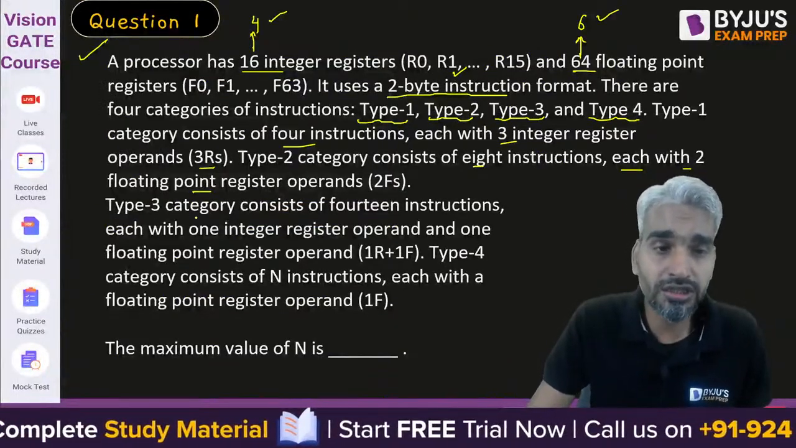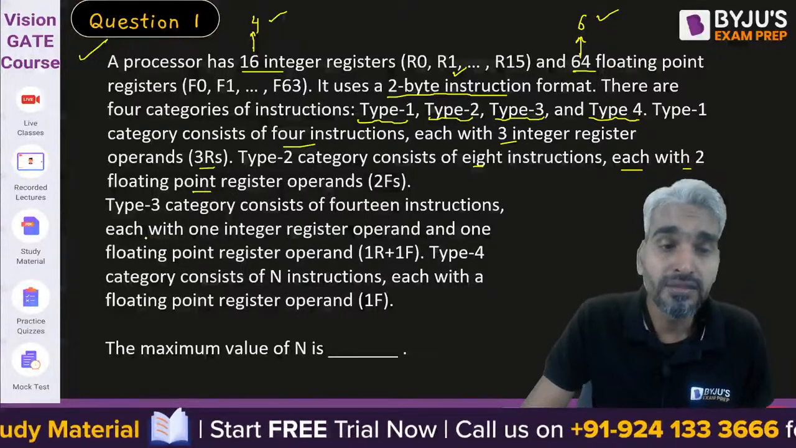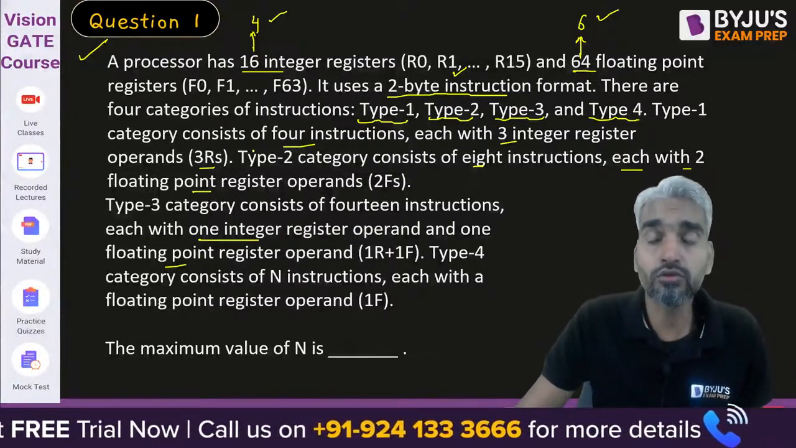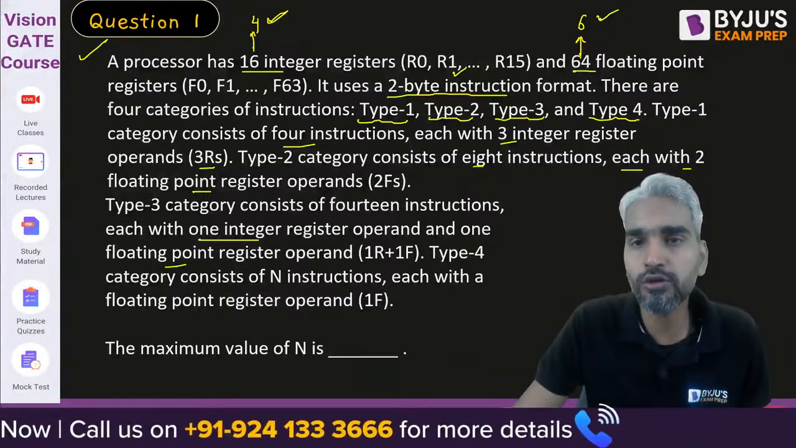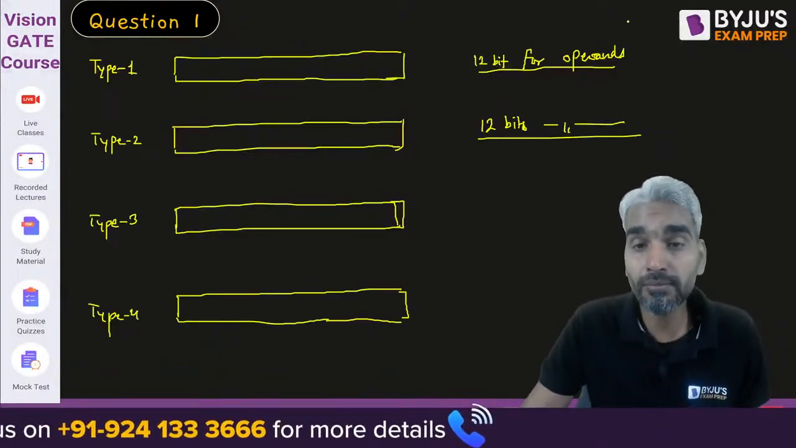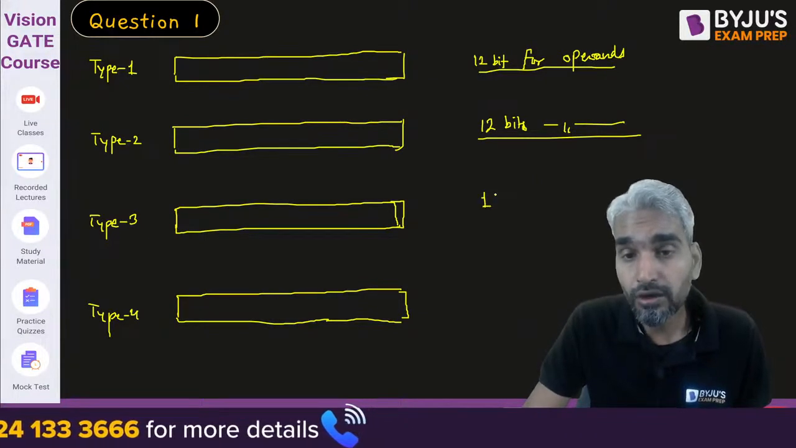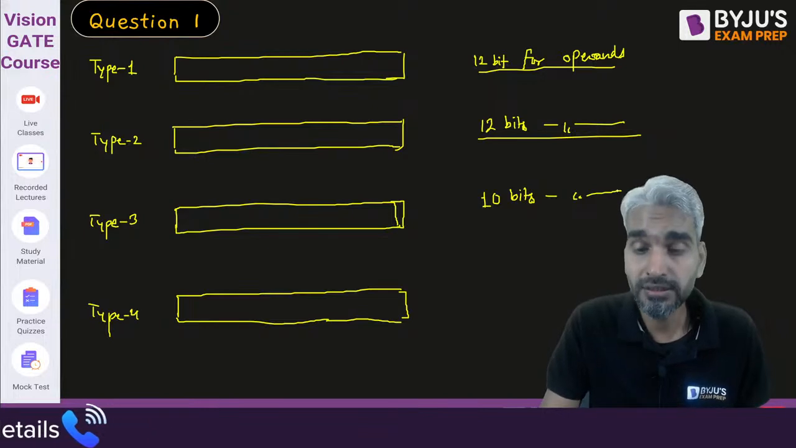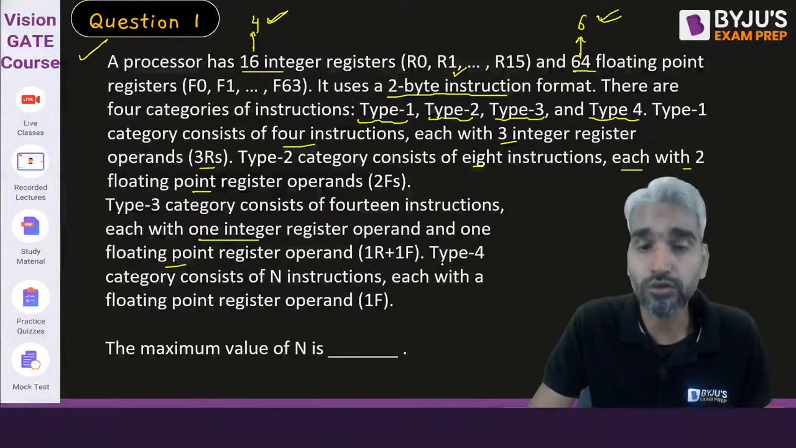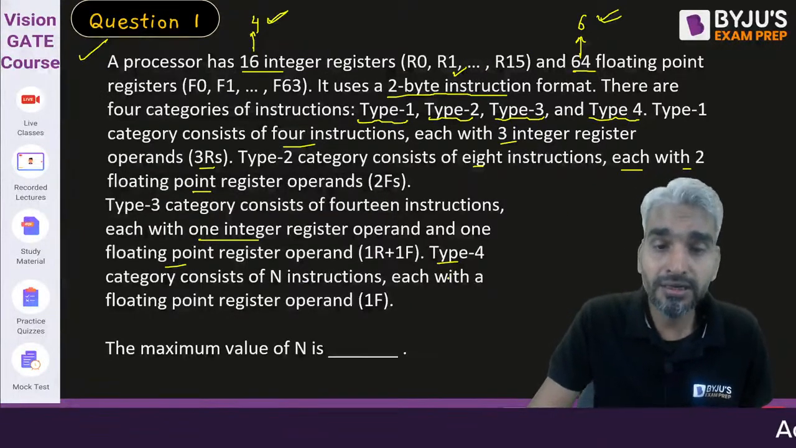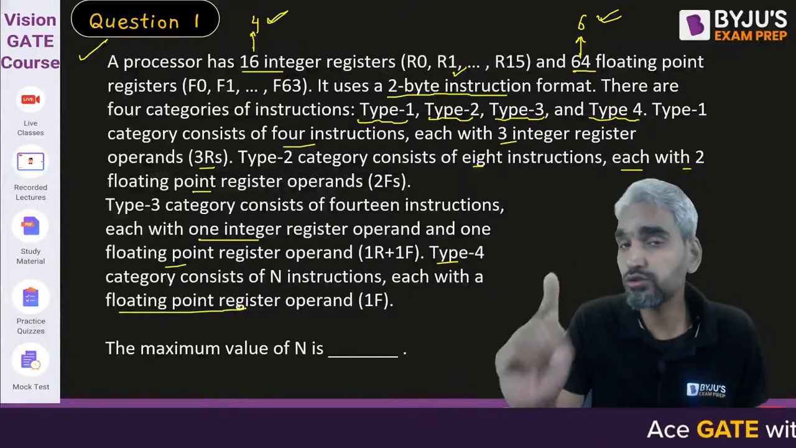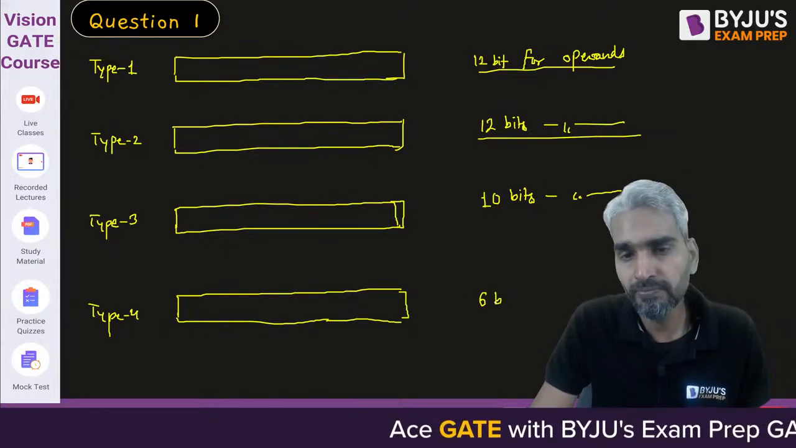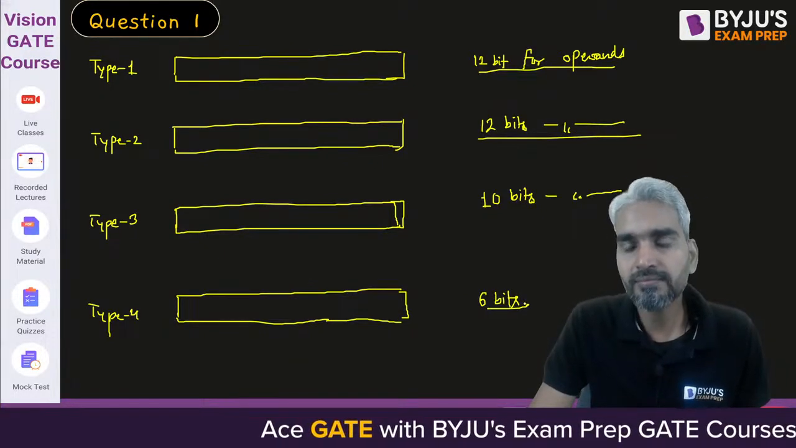Now type 3 instruction. The type 3 category consists of one integer register and one floating point register. So for one integer register 4 bits, one floating point register 6 bits. So overall the number of bits required for operands will be 10 bits. Clear? 10 bits. Now in type 4 instruction, what happens? Each has one floating point register. So only one floating point register is required in type 4 instruction. So the number of bits will be 6.